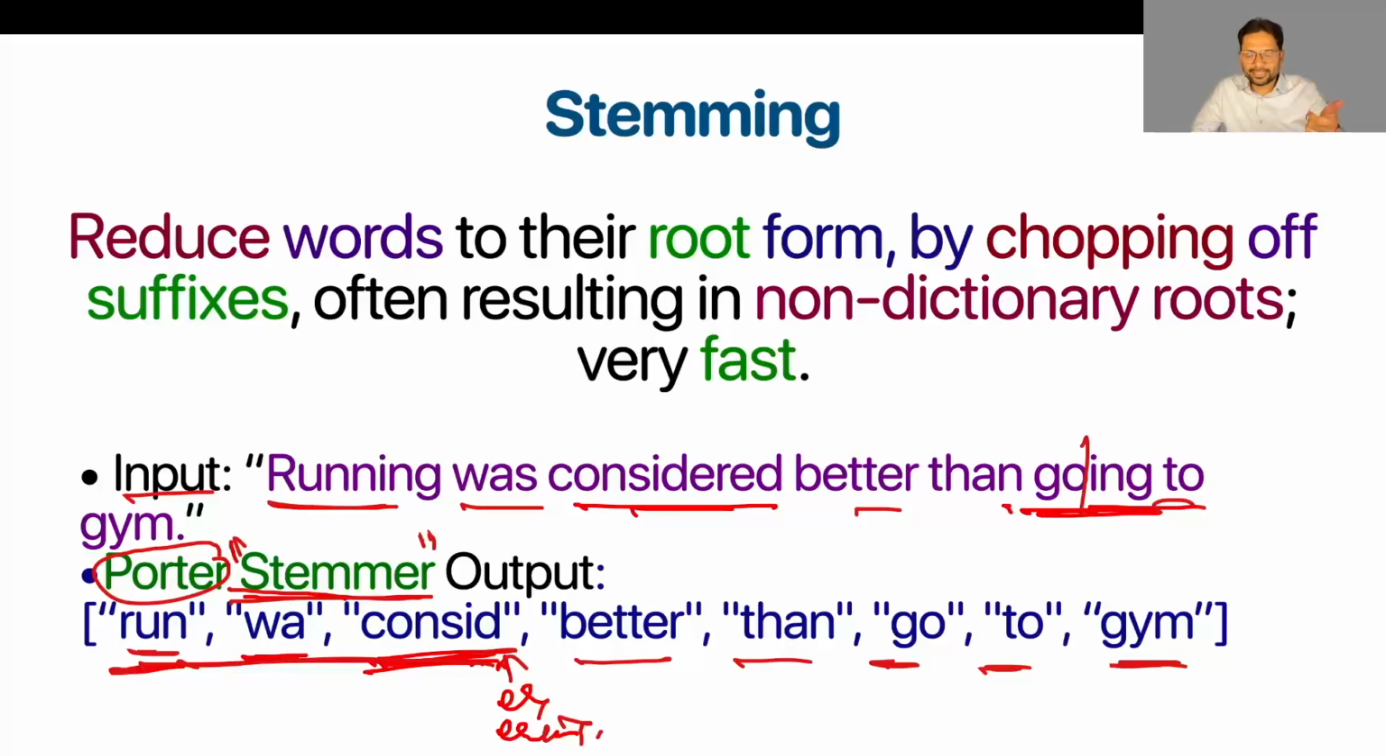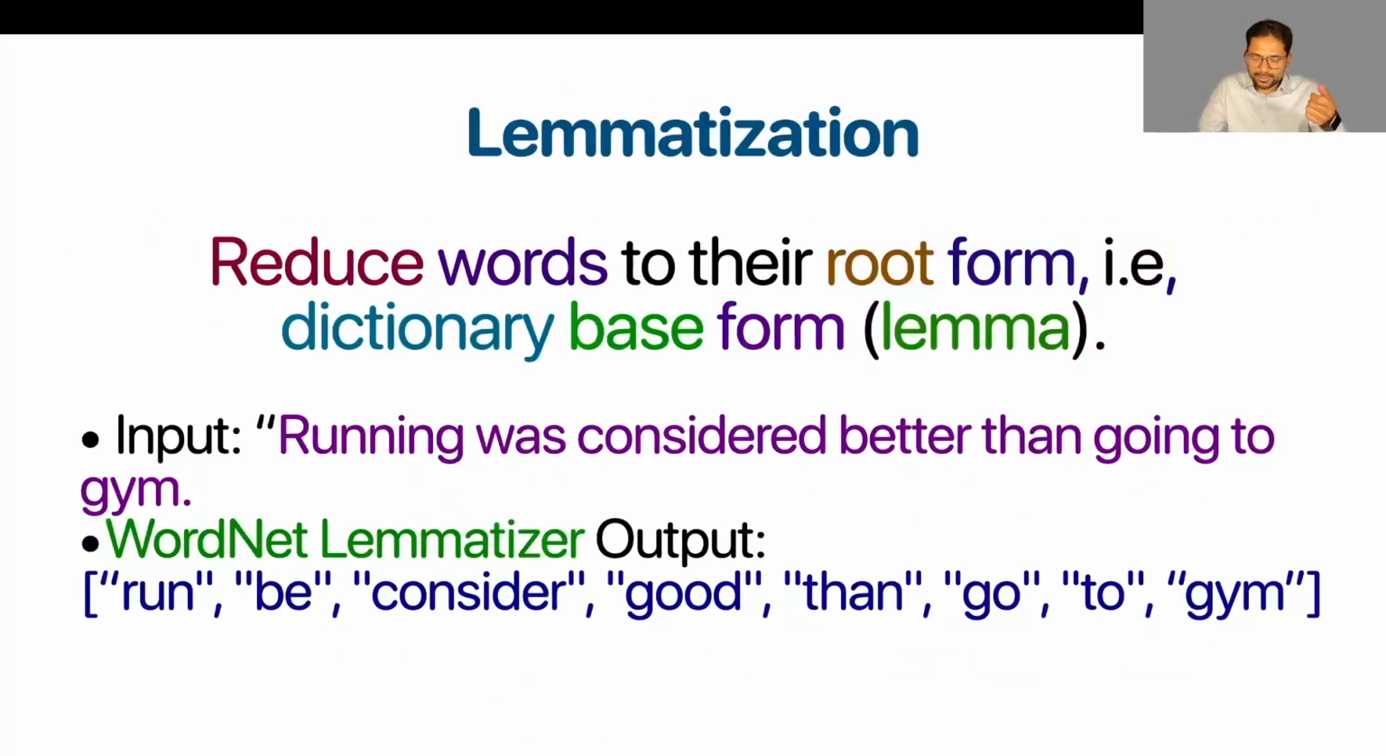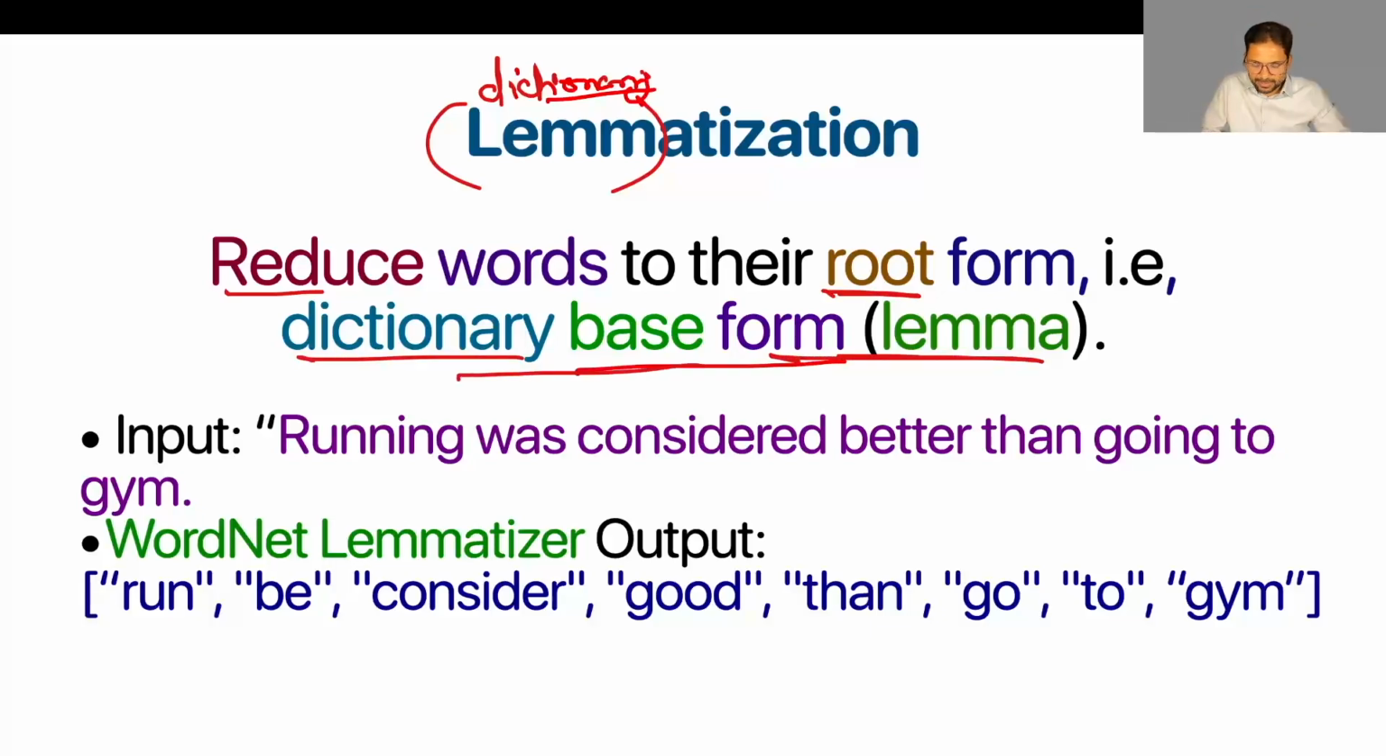We do a similar thing in lemmatization, but in lemmatization the root word is a dictionary word. It has some meaning; the lemma comes from the root in the dictionary. It reduces words to their root form, that is, the dictionary-based form or lemma. Same input: "Running was considered better than going to gym." We use a different algorithm, the WordNet lemmatizer, instead of the Porter stemmer.